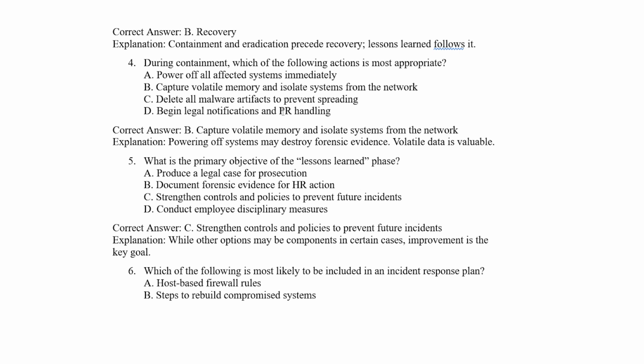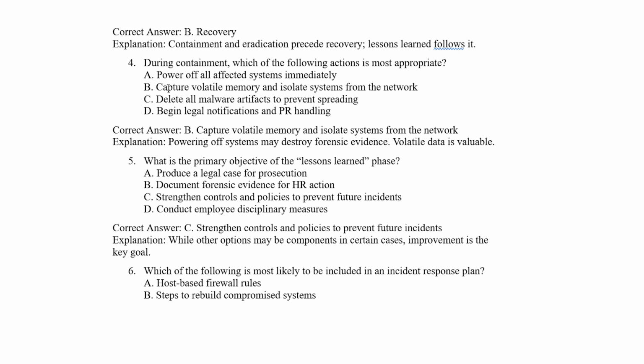Now, begin legal notification and PR handling. That's not the first thing to begin. You still need to be sure of what you're doing first before you start dealing with how to communicate, and what the law says about it. Even though, based on the law, once you detect it is an incident, and that's the point of identification, you should contact regulators. That's how it should be done.